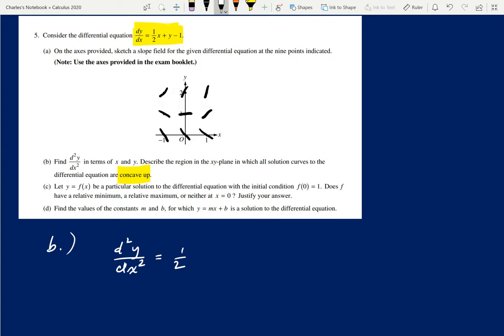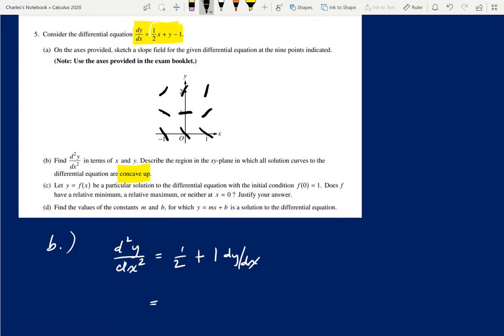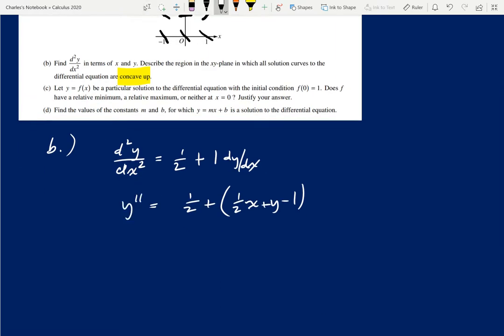So I got 1/2, took this with respect to x. I'm going to take the next one with respect to y. So I'm going to get plus 1, but then I need to put in that dy dx. I know that dy dx has a value. It equals this expression right here. So I'm going to change this to 1/2 plus 1/2 x plus y minus 1. And so I can think of this as y prime prime is equal to 1/2 x plus y minus 1/2.